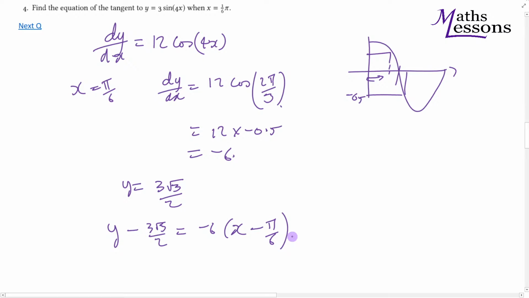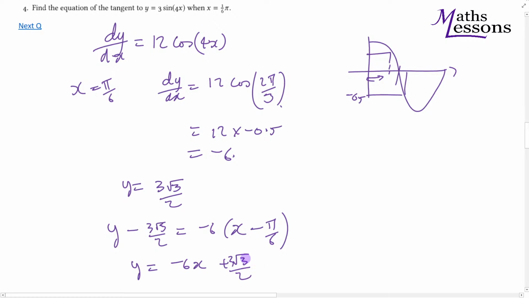And that is an answer. We could try simplifying this. There's not a lot we can do to make it simpler. We can multiply out the brackets. It doesn't really simplify anything. We can put it in y equals mx plus c form.